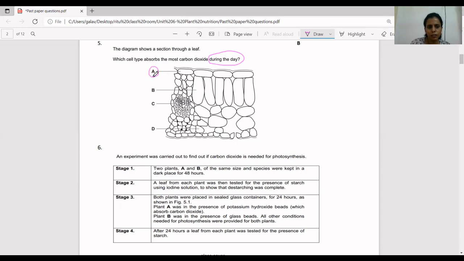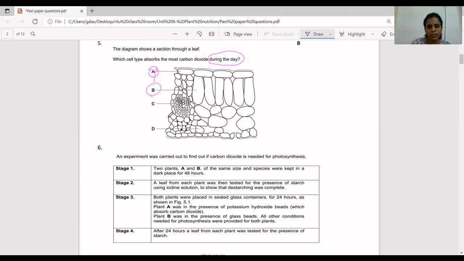So we know that in epidermal cells chloroplast is absent, hence no photosynthesis can take place. So this option is wrong. B is palisade mesophyll cells. In palisade mesophyll cells we have the maximum amount of chloroplast, so the maximum amount of photosynthesis takes place in B, that is palisade mesophyll cells. Hence the correct answer for this question is option B.